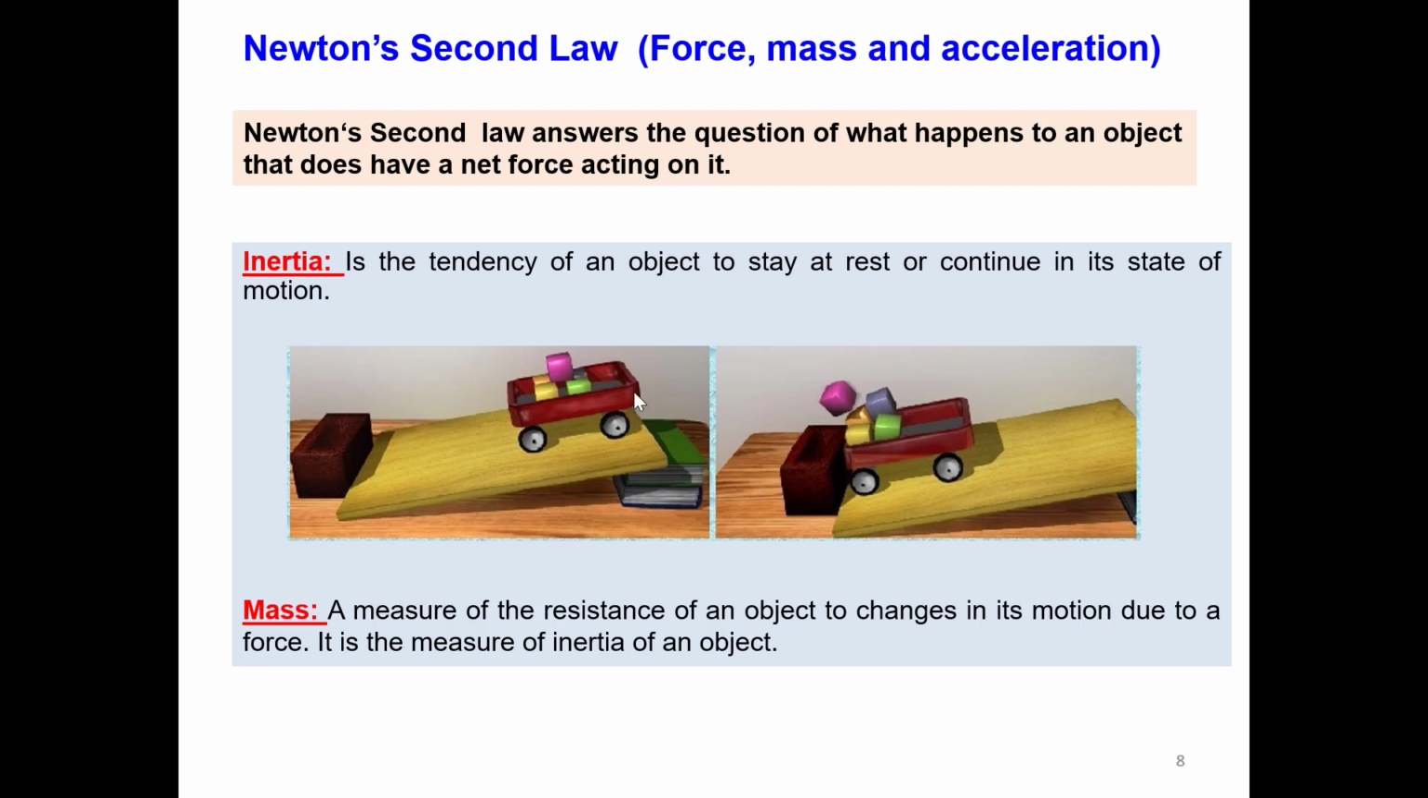For example, here we have a wagon with some blocks on it. If the wagon is moving and then stops, the blocks will move to the front because they try to continue with the motion. They try to continue moving forward, and this is due to inertia.